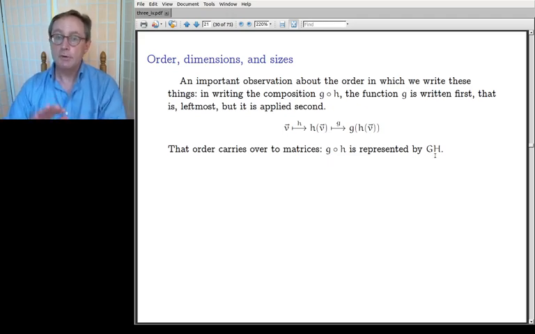Very easy to flip it around. I know a person is thinking about a dozen things, but that's the right answer: capital G, capital H represents G circle H. We saw that on the check-in also.